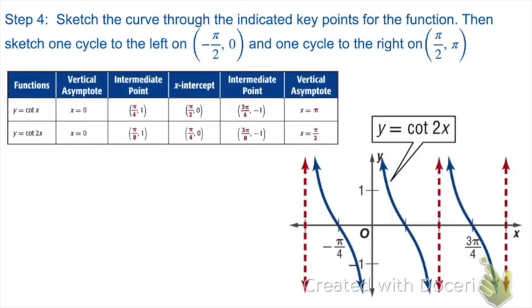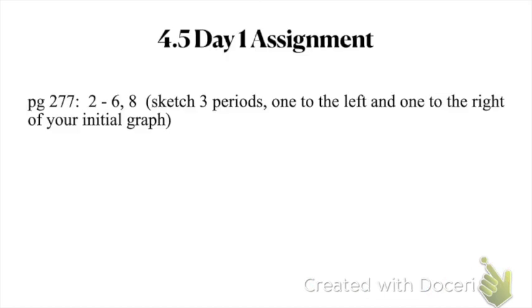All right, so here we have our graph. This is my initial cycle right here in the middle. And then I just duplicate it to the left and to the right, just like we did earlier. The biggest thing is setting up the tables to do the initial one. After that, it's all repeating. All right, that is all for section 4.5, day 1.